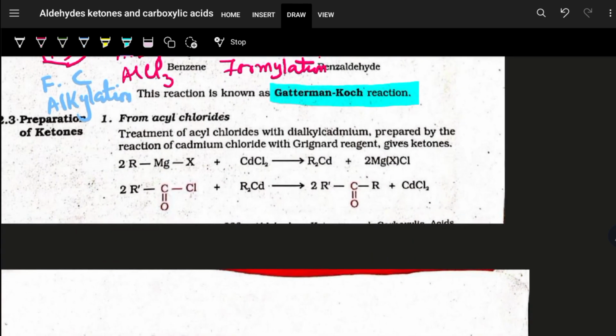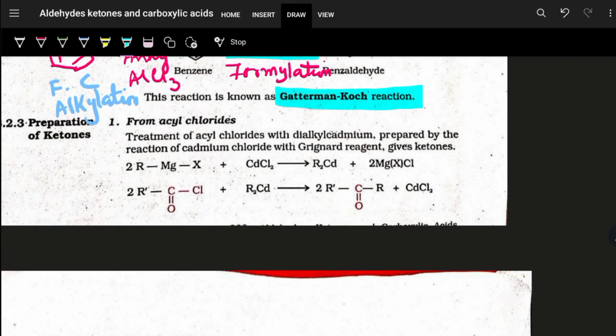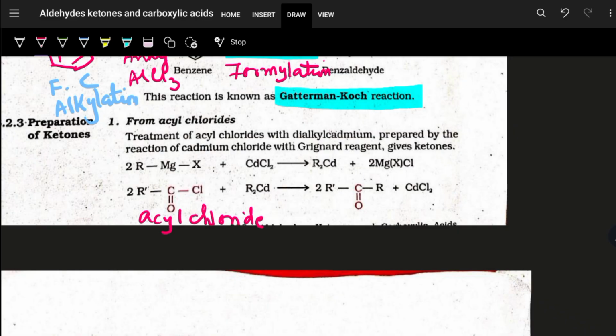Again I am reminding. Next, preparation of ketones from acyl chloride. This is acyl chloride, okay? RCOCl is acyl chloride, using dialkyl cadmium. This is your dialkyl cadmium. But this dialkyl cadmium needs to be prepared from cadmium chloride with Grignard reagent.